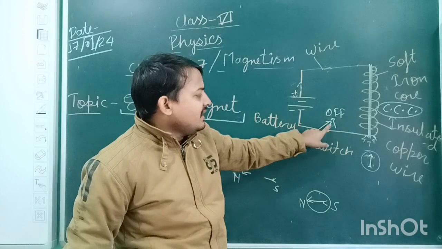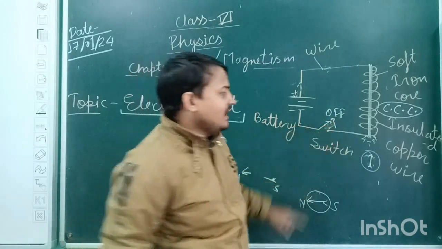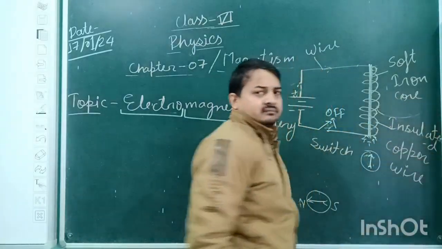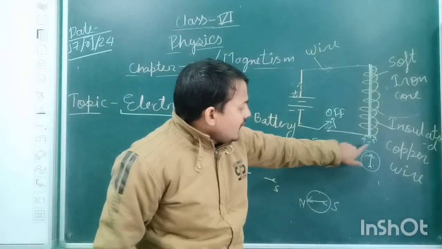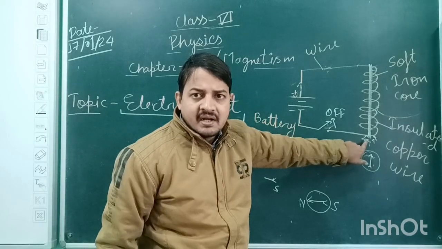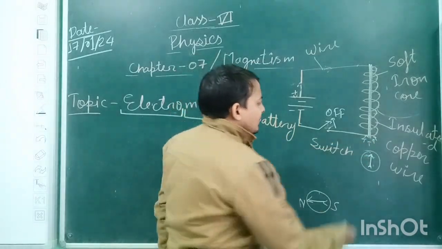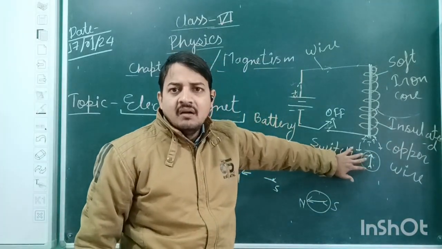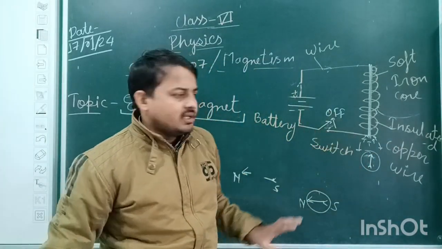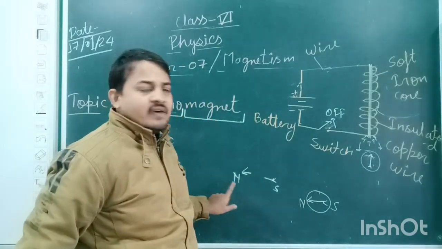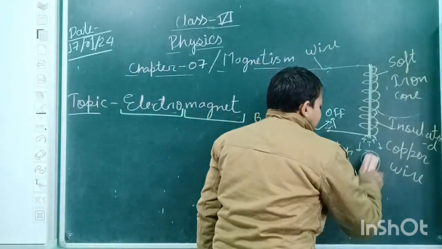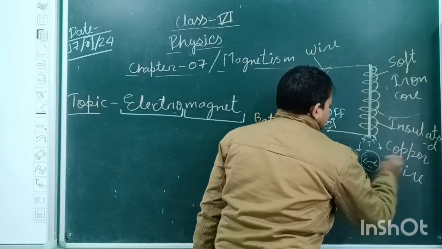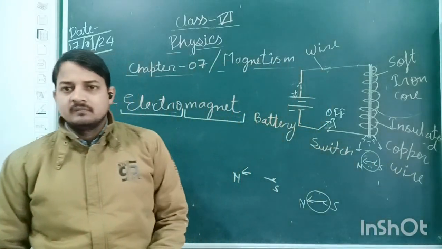But if I make it in the off position, what will happen? It is again becoming like a normal conductor. All the iron clips which had been attracted near it are falling down, and the compass is again showing its original position. This is the north position, and the compass is also showing the north and south positions respectively.